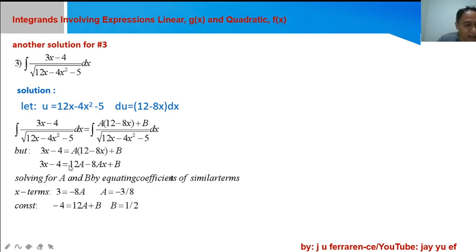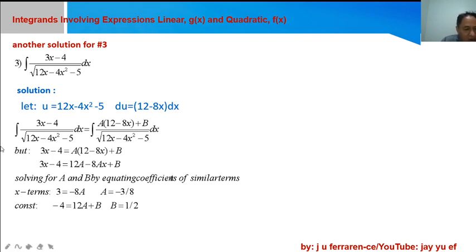Now I have a constant term here at the left, which is negative 4, and my constant term at the right, the term without the variable x. Copy that: 12a plus b. So if my a is minus 3 over 8, then I can find my b. Minus 4 is equal to 12 times 3 over 8, plus b, so b is equal to 12.